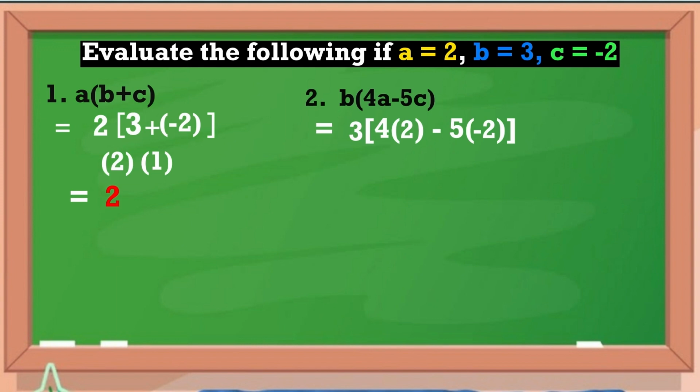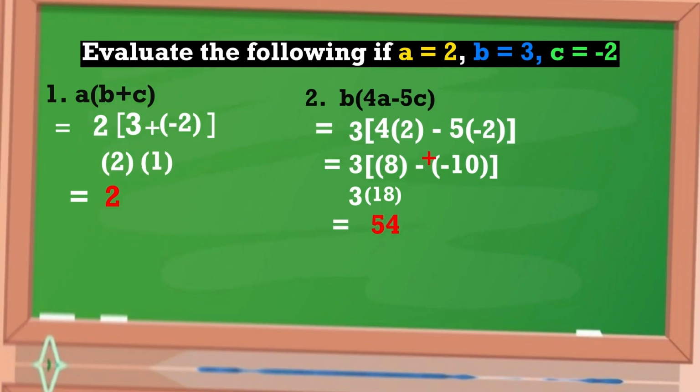So now, it will be 3 times the quantity of 4 times 2 minus 5 times negative 2. So bring down 3, then perform the operation in parentheses where 4 times 2 equals 8, 5 times negative 2 equals negative 10. Since negative times negative is positive, it will be 8 plus 10. So 8 plus 10 is equal to 18. Bring down 3, so it will be 3 times 18. So the answer is 54.